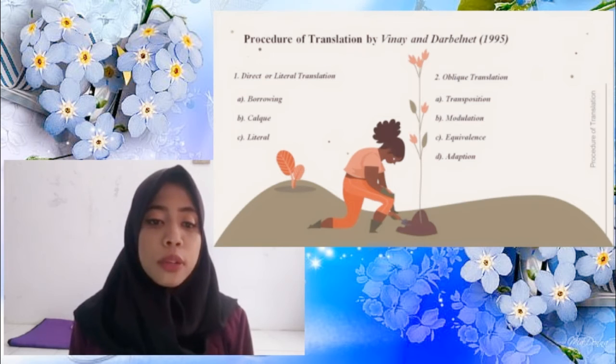Oblique translation is the strategy used when the structural or conceptual elements of the source language cannot be directly translated without altering meaning or upsetting the grammatical and stylistic elements of the target language. Oblique translation covers four procedures: transposition, modulation, equivalence, and adaptation.